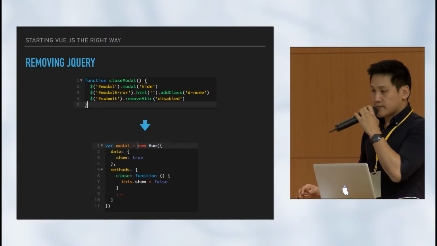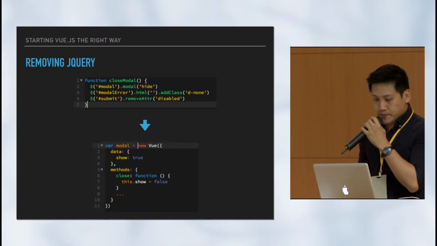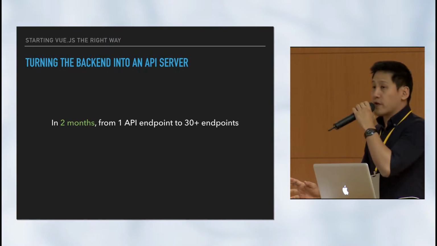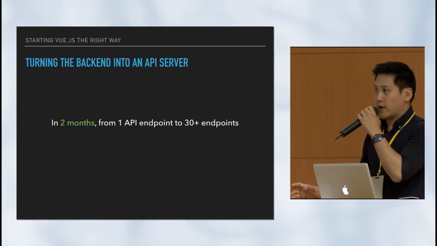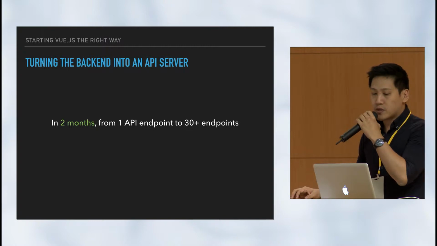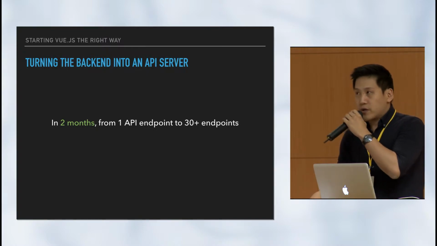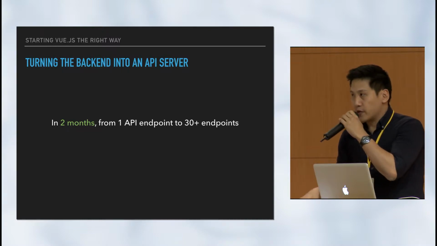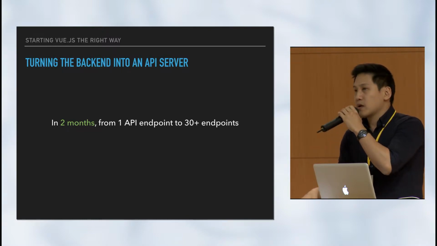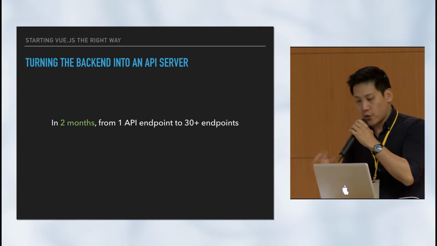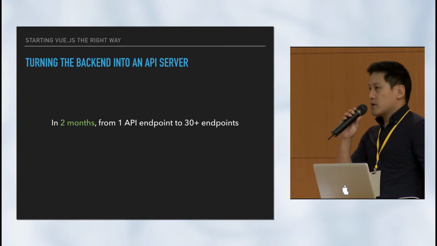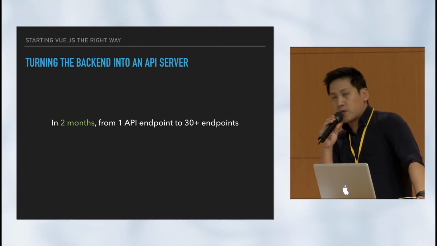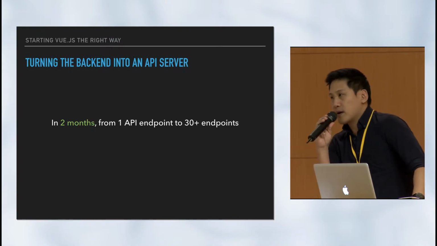So, in 2 months, after removing jQuery from our system, we started off with just one API endpoint, and we ended up with 30 plus API endpoints. Why is this so? If you go to Vue's website and you start learning Vue, you realize one thing.